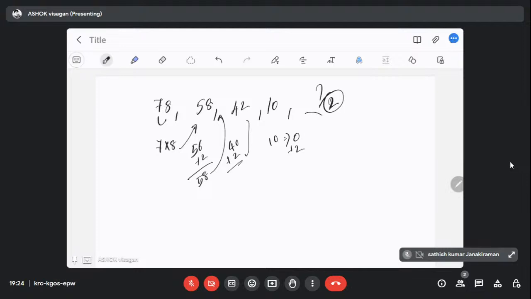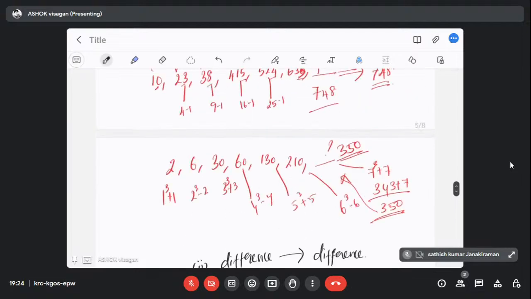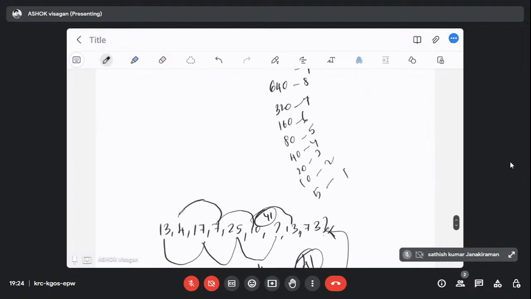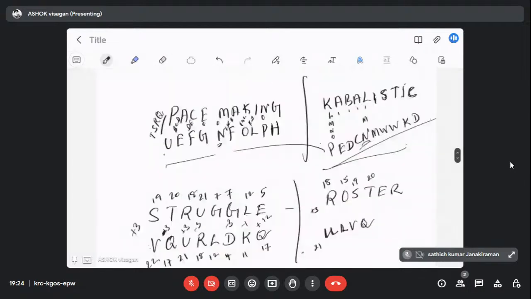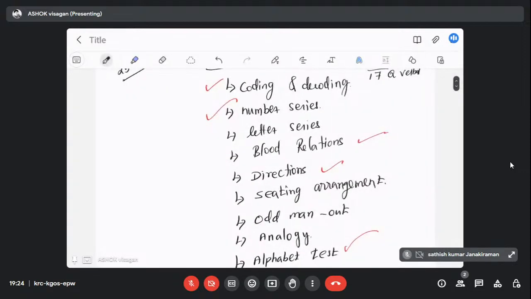This is the logic. This kind of logic and all you need to remember. Only by taking practice can you come to know all of this. Or else you cannot approach the examinations. So 2 topics are over so far. What are the topics I said? Coding and decoding is over, and second one, number series, is over.